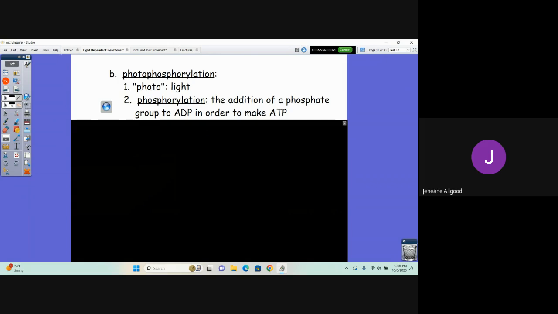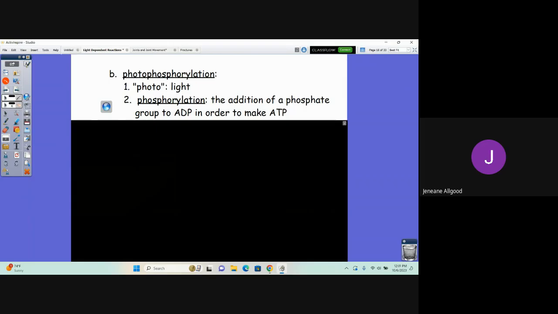Okay, so phosphorylation is the addition of a phosphate group to ADP in order to make ATP. We're going to talk about two different types of phosphorylation between photosynthesis and respiration. In photosynthesis, since we know this is so dependent on light in order to make ATP, it's always going to be photophosphorylation. But in cellular respiration, we have two kinds that are not related to light, which are substrate level phosphorylation and oxidative phosphorylation. We'll get to those in the next unit. But let's figure out what this means.